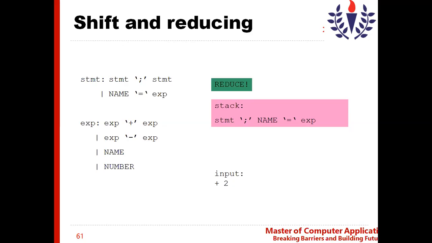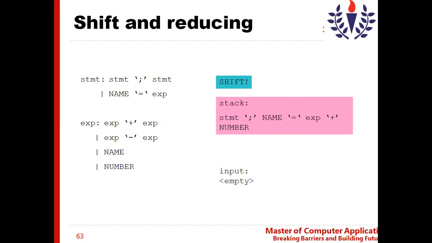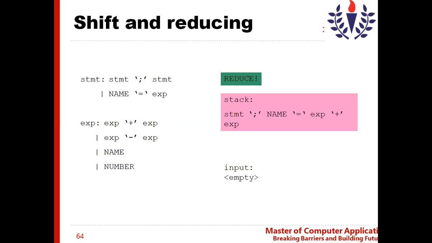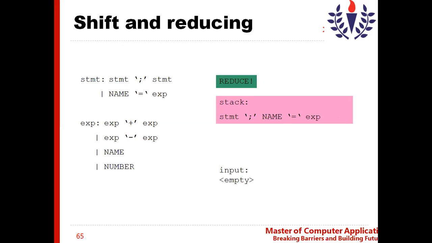EXP plus EXP is replaced by EXP. What is the next input? Plus, as it is. Then the next input is a number. When you have a number, that will be replaced by EXP. So first it will be shifted to the stack, then it will be replaced by EXP. First shifting happens, then reduce happens. Now again reduce happens: EXP plus EXP is EXP, right? And here there are no more inputs.